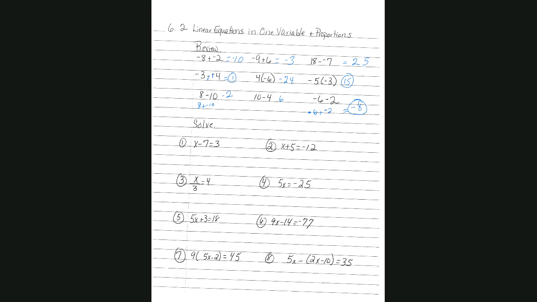Now we're going to undo these equations. So that means if you see subtraction, you're going to add. If you see addition, you're going to subtract. If you see multiplication, divide. If you see division, then multiply.